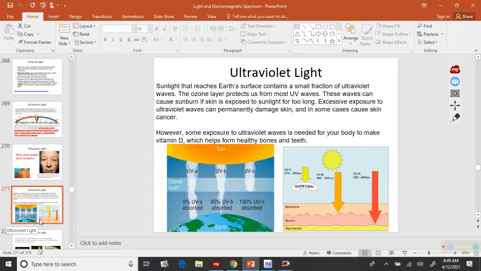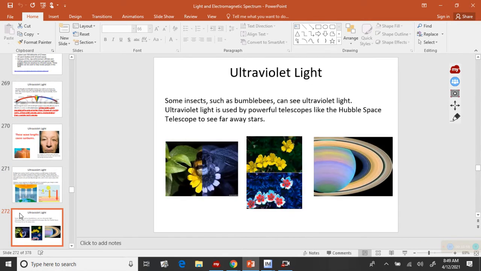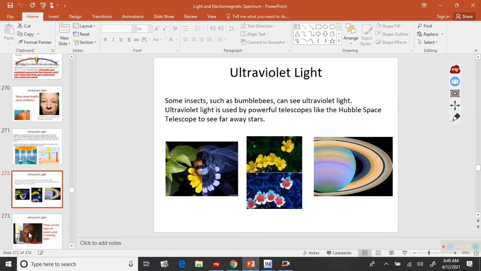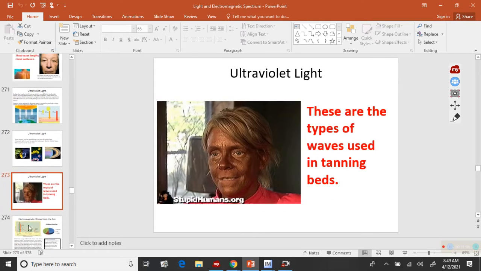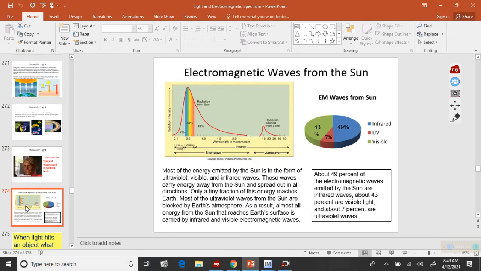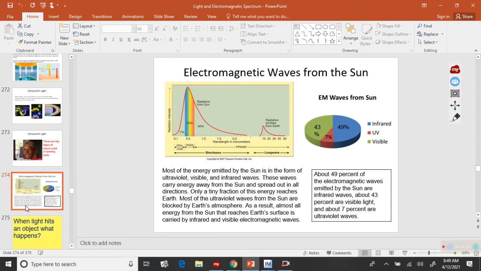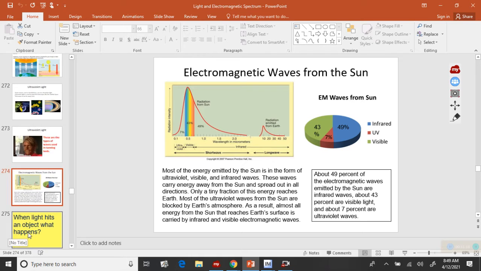So ultraviolet comes from the sun, and we do have our skin to protect us. We also have the ozone layer to protect us from ultraviolet light. All right, so we see the ultraviolet light. Some insects can see it. We can't see it with our own eyes. And it's used in tanning beds, okay? And you can see that radiation from the sun is not something we want to absorb with our skin, which is why we try to protect ourselves sometimes, okay?